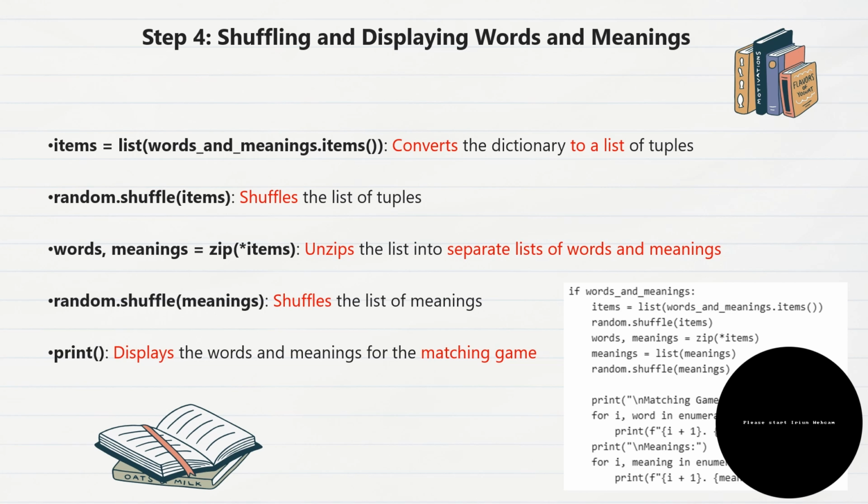Step 4. Shuffling and displaying words and meanings. It's for the matching game. Use items equal to list of words_and_meanings.items to convert the dictionary to a list. Random shuffle the list of items that was just made, using zip(*items) to unzip the list into separate lists of words and meanings. Then shuffle the meanings and print it all out to display the game.